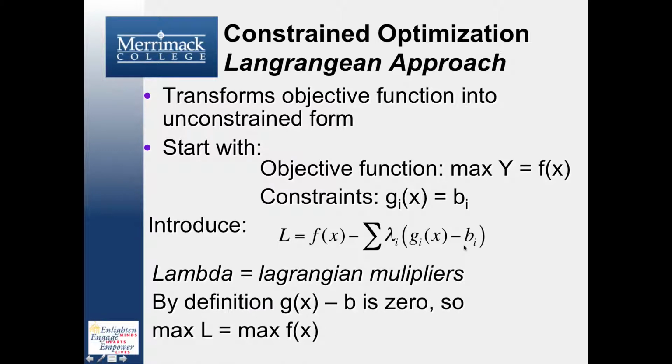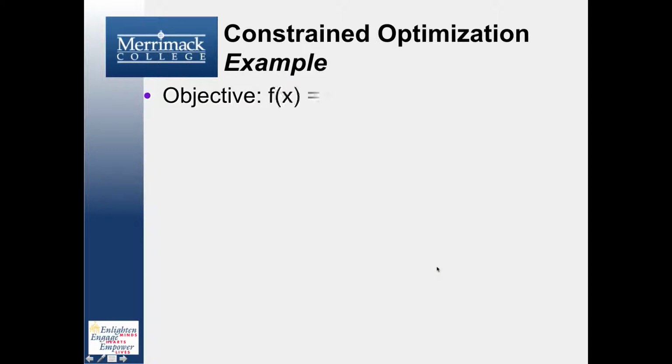So the trick here is we know, right, from this constraint, it says these two things are equal, right? So the x values need to be equal to a value that will give this difference equal to 0. So we know these are supposed to be equal to 0. Therefore, we know that the maximum of the Lagrangian is equal to the maximum of f of x, right? So that's the trick. So let me go through an example here.